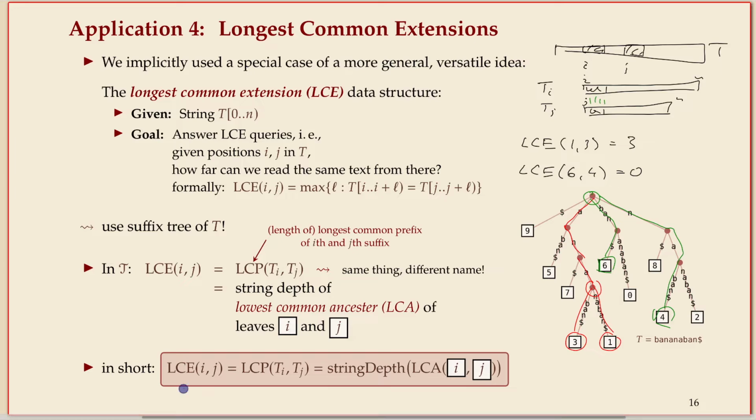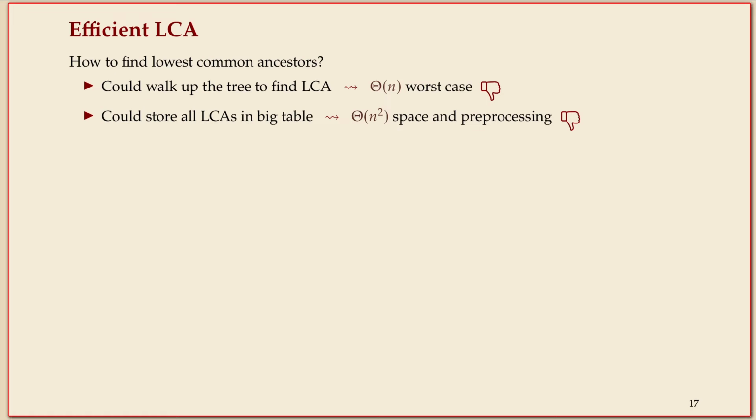So longest common extension is nothing else than finding lowest common ancestors of leaves in the suffix tree. And then you need your string depth, which is something used before. Now, if we do this in the suffix tree, we have only pushed the problem one step further. We now have to find lowest common ancestors instead of just walking along the string. It's not so clear if that's any better.